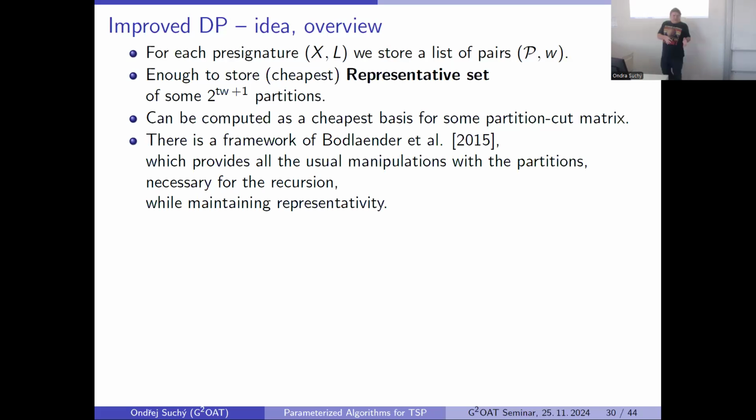But actually, for our result, we didn't have to go through all this machinery. There is a framework that is ready, and you can just use it. It does all the standard manipulations with the partitions for you, and you don't have to prove again that this is representative after that and this. It does everything for you. It's like a box that you can use and don't need to know what is inside, which I just explained to you.